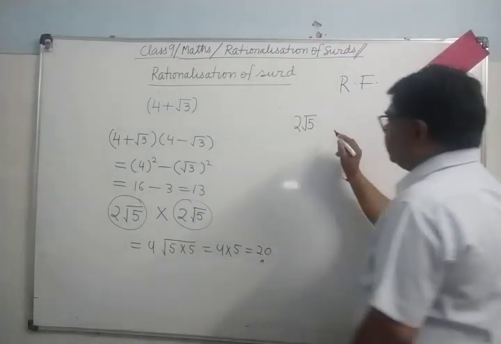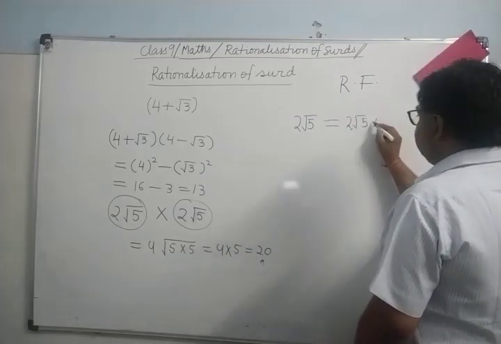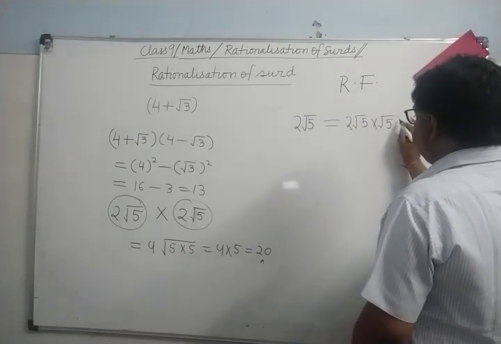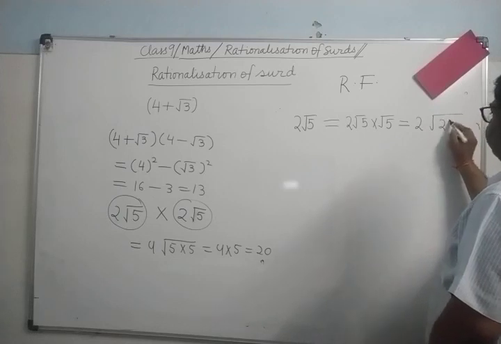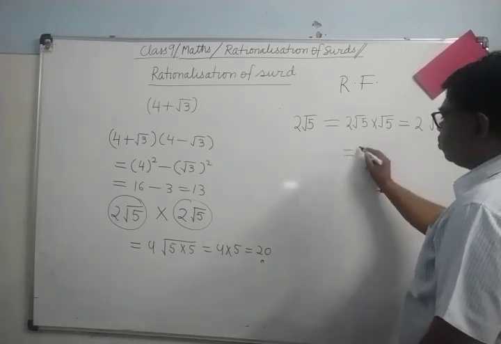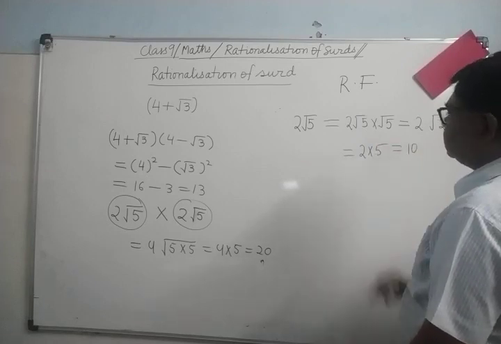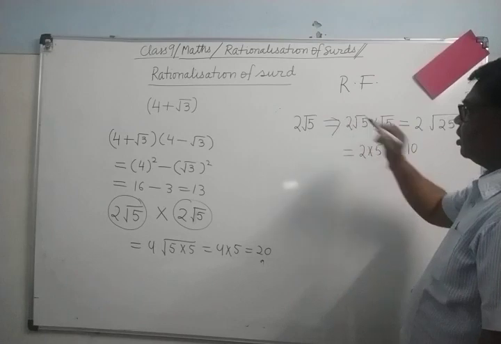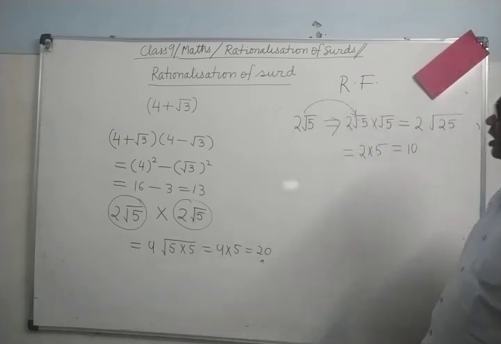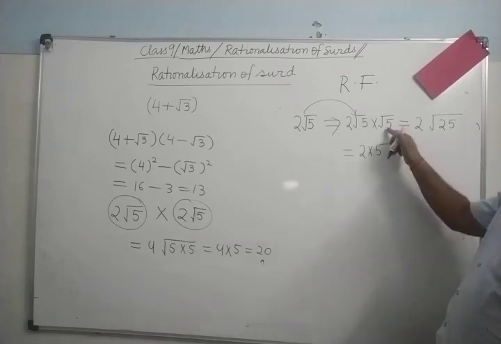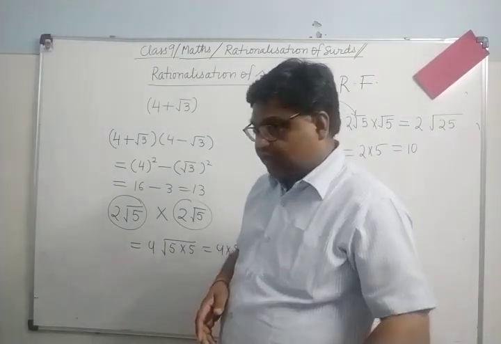If we multiply this with root 5, what will it be? 2 root 5 into root 5 will become equal to how much? 2 root 25, 5 into 5 is 25. The square root of 25 is 5, so 2 into 5, this is 10. Is it clear? Here I have rationalized this by multiplying with root 5. So this way you will find the RF.